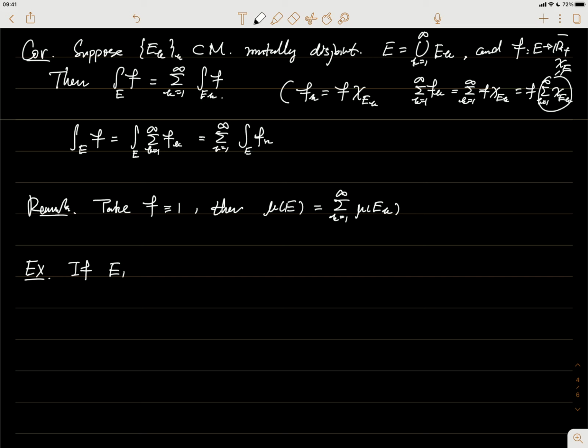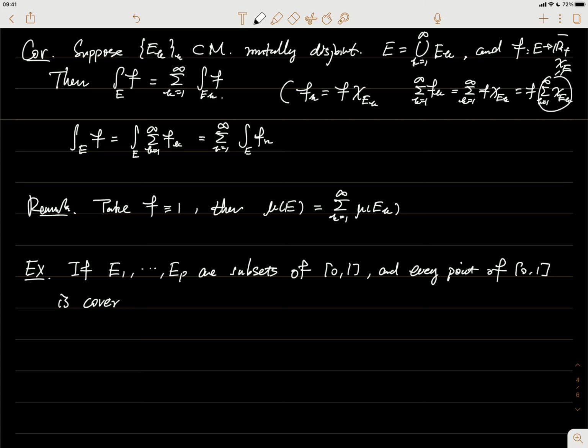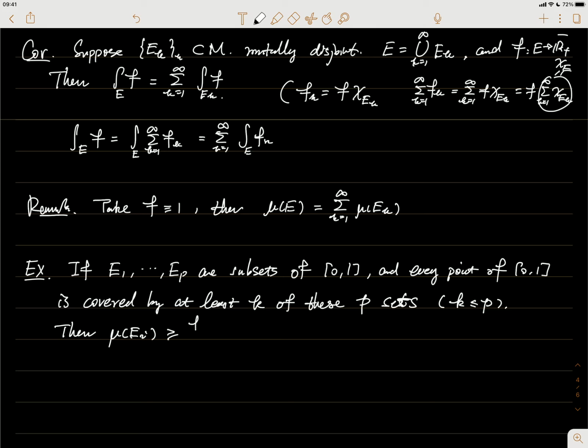Now let's consider an interesting example. Let's suppose we have p subsets of the interval 0 to 1, and every point of the interval belongs to at least k of those sets, where k has to be less than or equal to p. If this is the case, then looking at the measures of these sets, at least one of them has a measure bigger than or equal to k over p.